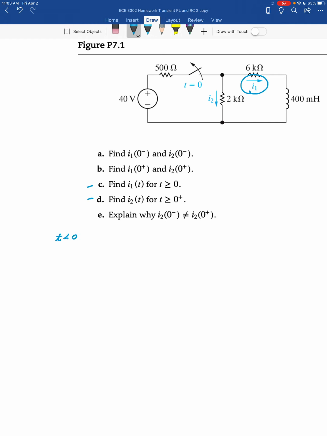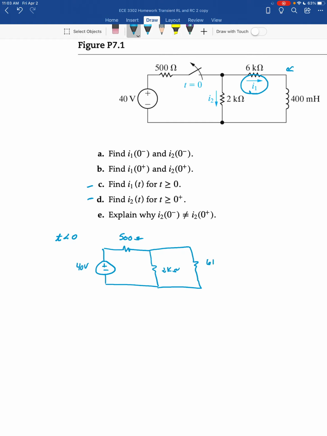So the first thing to do in any problem like this is to solve the problem for t less than 0, because that will give us the initial condition on the inductor. We can always make the assumption, unless told otherwise, that for t less than 0, the circuit has been sitting for a very long time. So what that means is that when you sketch that circuit for t less than 0, you can show inductors to be short. So here's what that circuit will look like. And then the inductor is short.